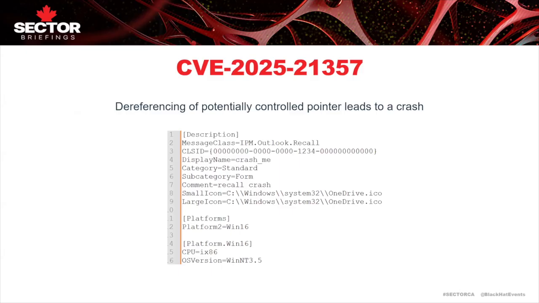But we thought, why wouldn't we create our own custom form and impersonate a recall form? So we basically use the same message class with a different class ID. In a way, we created our own recall, and this led to a dangling pointer and a crash eventually, which wasn't validated. And later, this was patched as well.